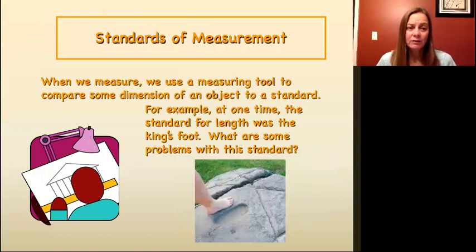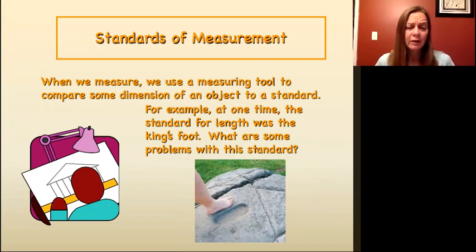So what are our standards? When we measure, we capture some dimension of an object, and we compare it to a standard. If we think about the US customary system, we have this unit called a foot. The standard for length used to be the king's foot. Are there problems with that? Of course. Every time you have a new king, you have a whole new set of measurements. What if the king's young and he's still growing? Do we keep changing the measurements every year? So we want to have a standardized system.